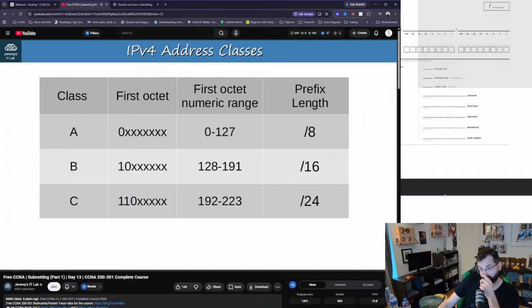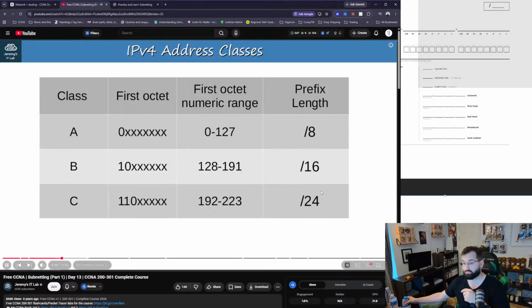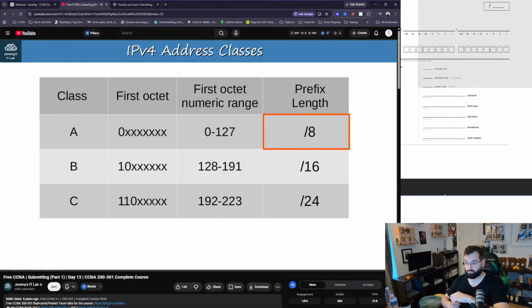However, only the Class A, B, and C addresses can be assigned to a device as an IP address, as Classes D and E have special purposes I mentioned in the IPv4 addressing videos. Class A addresses have a /8 prefix length, meaning the first octet identifies the network, and the other 3 octets are used for individual hosts within the network.